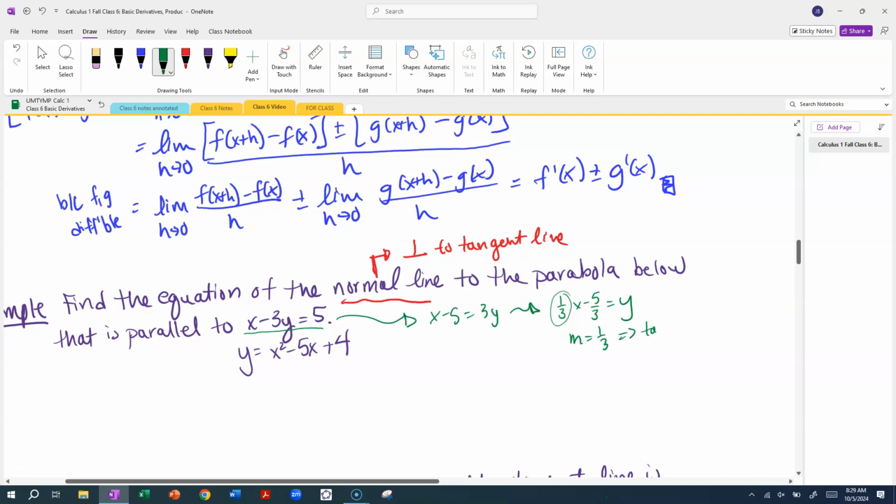The tangent slope, okay? Just to be clear, the line that we're working with should have a slope of 1/3. But then the normal line is perpendicular to the tangent line, so the tangent slope, if we need that, is -3.